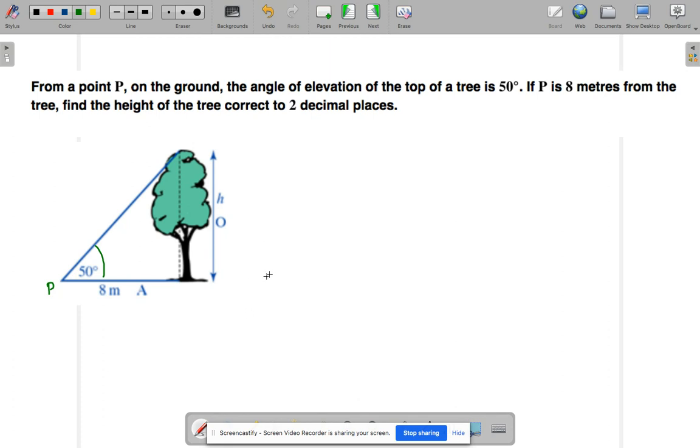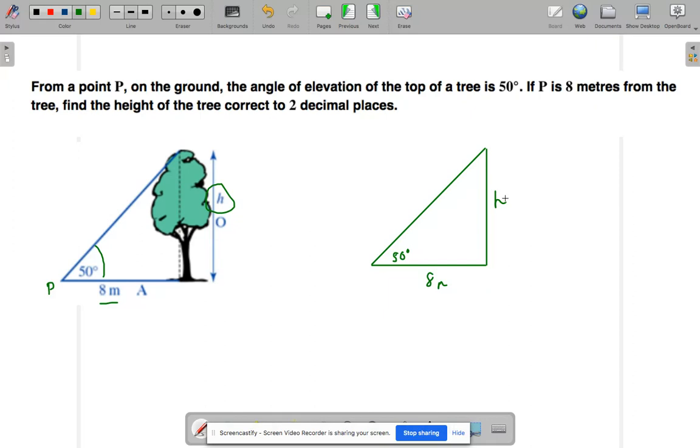If P is 8 metres from the tree, so there we've got that 8 metres from the tree, find the height of the tree correct to 2 decimal places. So we're going to find H, the height of the tree. Sometimes it pays to draw this triangle again, so that's what I'm going to do now. So we've got the height of the tree, the distance from the point to the base of the tree, and you've got your hypotenuse there. So we've got 50 degrees, 8 metres, and we've got to find H.